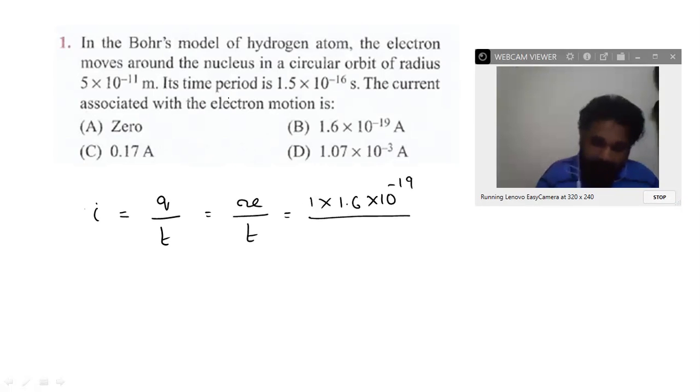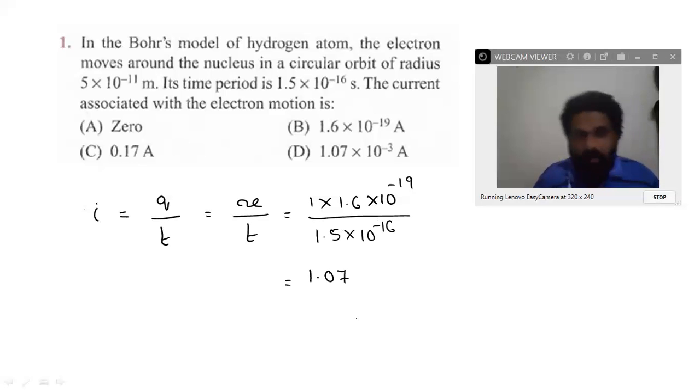So time they have given, its time period is 1.5 into 10 raised to minus 16. From the options, we can understand that 1.6 by 1.5 is going to be 1 point something. Then 10 raised to minus 16 will go up, that will become 10 raised to 16. So this is going to be 10 raised to minus 3 ampere. Okay, so option B is the answer.